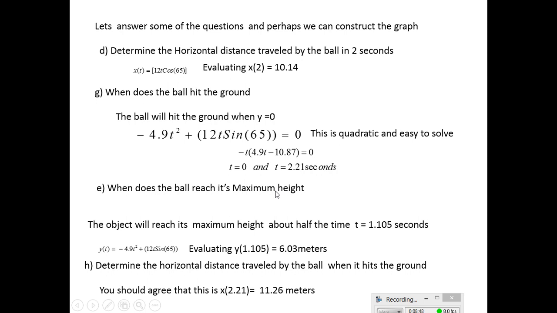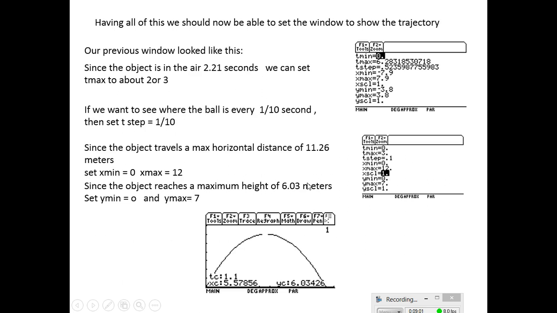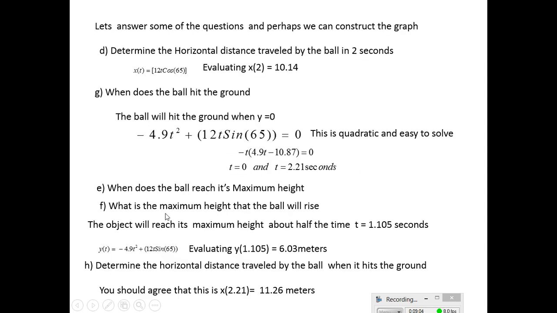When does it reach its maximum height? Well, if it leaves from ground zero, it ends at ground zero, so the maximum height is going to be at half this time. Okay, I guess I go back and answer those questions later. Oh, here it is. The maximum height is not reached about, it is exactly at half this time. So if I go back and evaluate the height, which is of course in y, at this time, it will tell me it reaches a height of 6 meters.